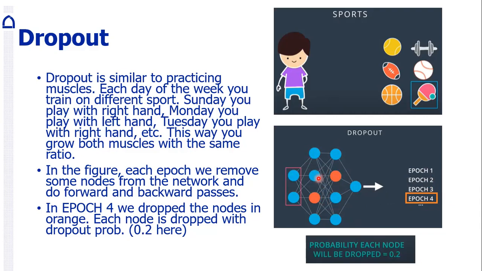So dropout is mainly used to stop the neural network from focusing on specific patterns. It needs to generalize. That's why we need to put the dropout layer here.